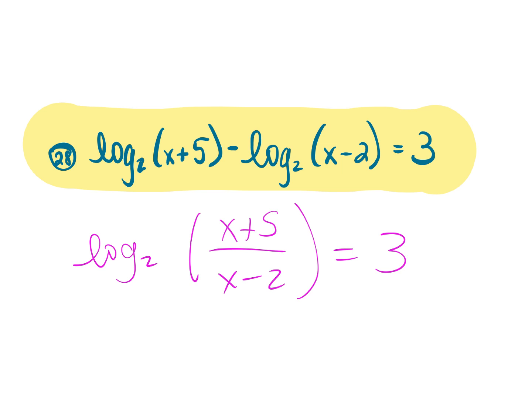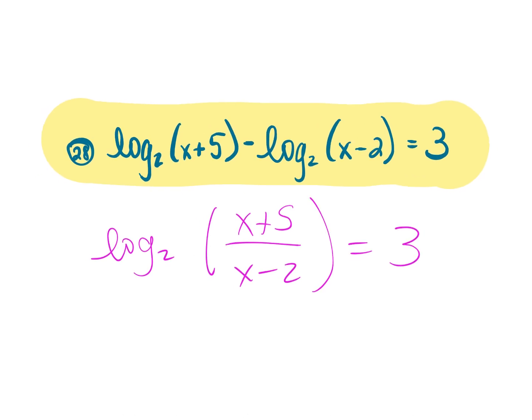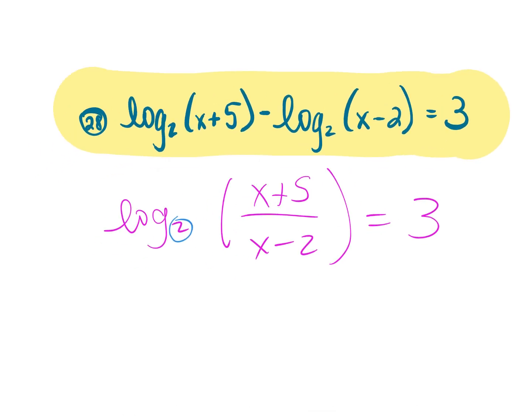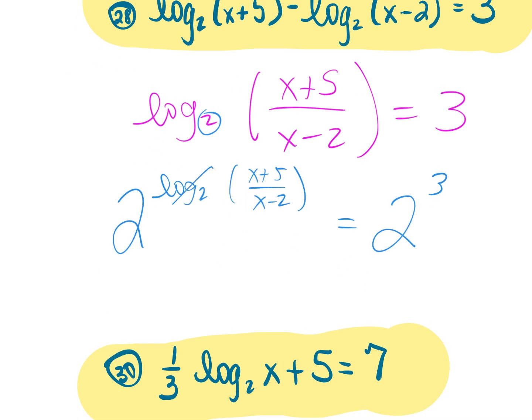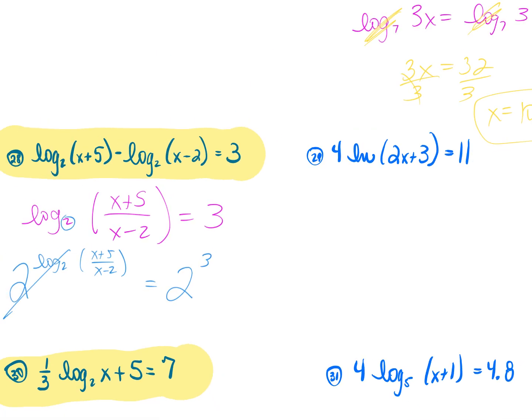But now what is the opposite of log? Exponential. What's my little number tell me? It's my big base. So I'm going to write a big 2, and then everything goes in the exponent. And what I do to the left-hand side, I do to the right. So 2 to the 3rd power. So 2 and log 2 do what? Cancel.